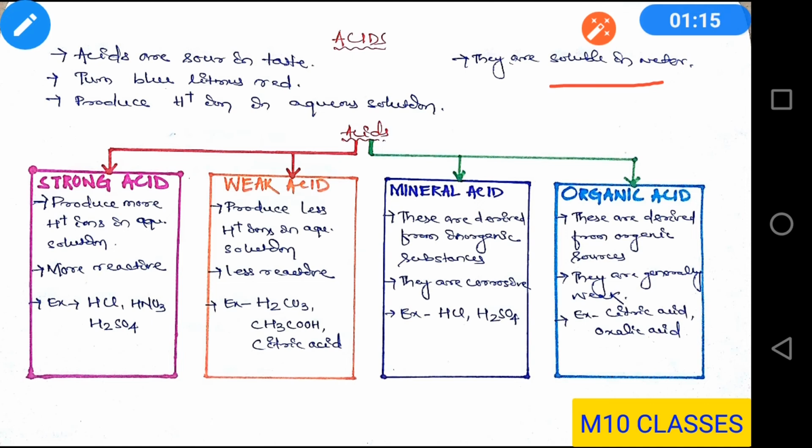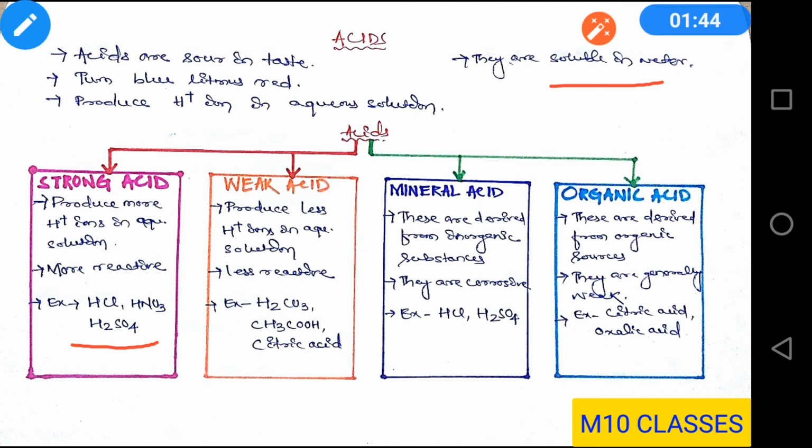Now strong acids, as the name suggests, their strength is more, that means they are more reactive. So what makes them to do so? Because they produce more amount of H plus ions in their aqueous solution, and that is why they are more reactive. Examples are HCl, HNO3 and H2SO4. HCl is a hydrochloric acid, HNO3 is a nitric acid and H2SO4 is a sulfuric acid.